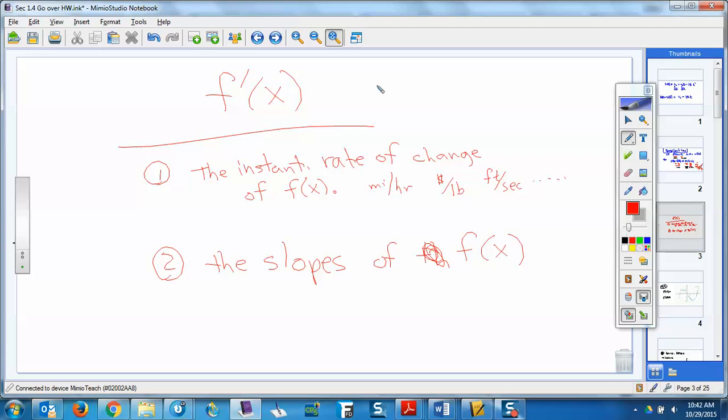And it's always the y units divided by the x units of the original function. So if you have function f that has miles, and x units are hours, then the derivative is miles per hour. Now, if you want the rate of change of that, the derivative of f prime, which we said is f double prime, then that'd be miles per hour divided by hours. Miles per hour per hour, that's acceleration.